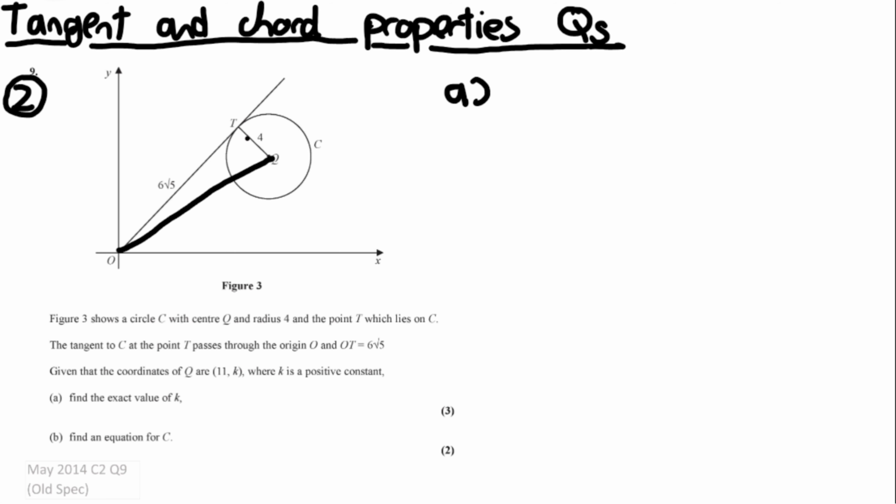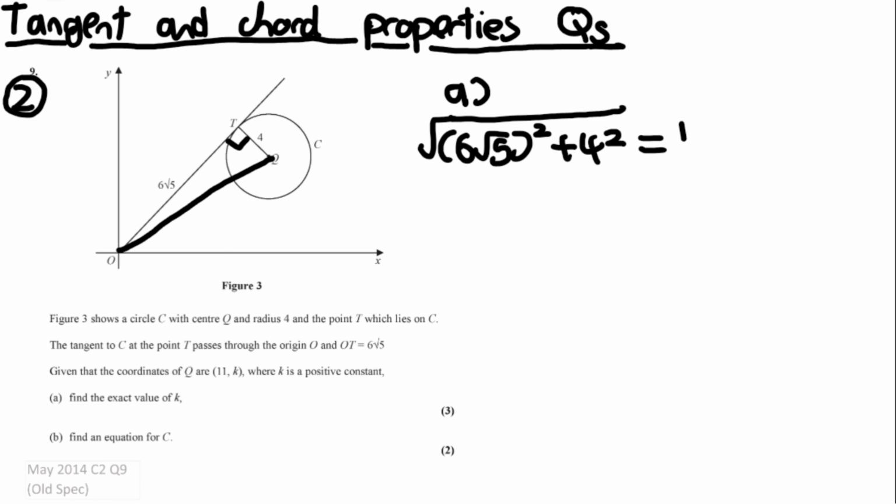And then this is going to be a right angle, remember, because the tangent and the radius are 90 degrees, they're perpendicular to each other. So therefore you've got a right angle triangle here, and you know the 2 sides. So you can figure out this side here by doing Pythagoras, which will be the square root of 6 root 5 squared plus 4 squared, which if you put that into your calculator is equal to 14. So this side here is 14.